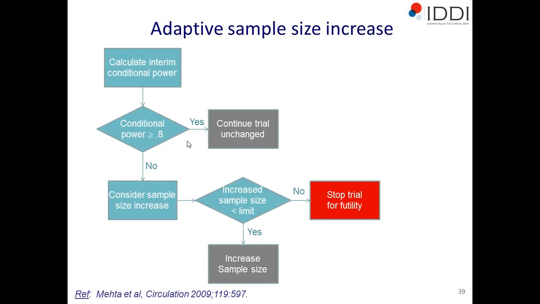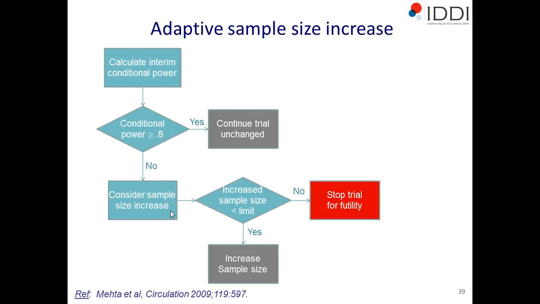So the idea is that you could have a flow like here. At the interim, you calculate the conditional power, and you ask the question, is it high enough? For instance, is it 80% or more to reject the null hypothesis at the end? If yes, just continue your trial. But if no, you can consider a sample size increase.